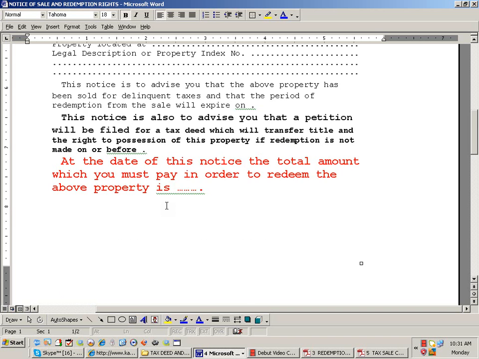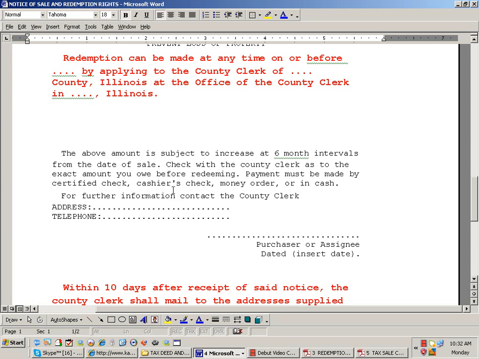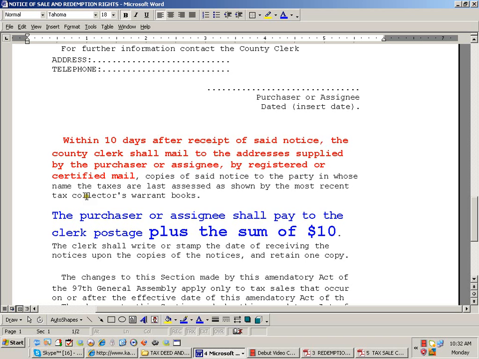Because some place is supposed to say what the exact amount is she needs to redeem the property. Within 10 days after receipt of said notice, the county clerk shall mail to the address supplied by the purchaser by registered or certified mail. So if they've ever sent this out, whoever they sent it to, they got some kind of receipt for it. The purchaser assigned shall pay to the clerk postage plus the sum of $10. There's that $10 again.